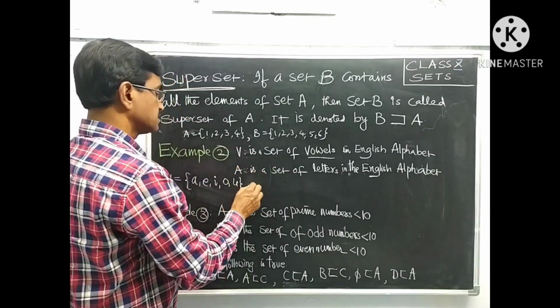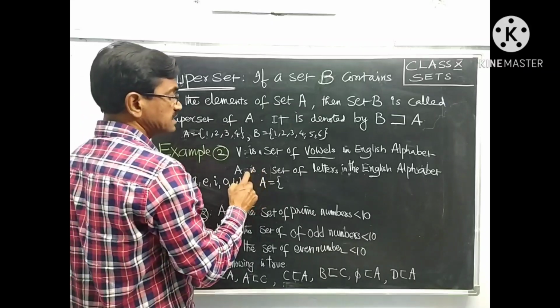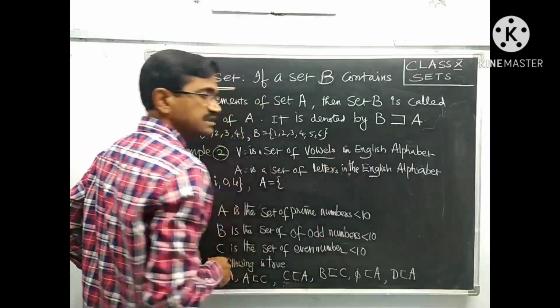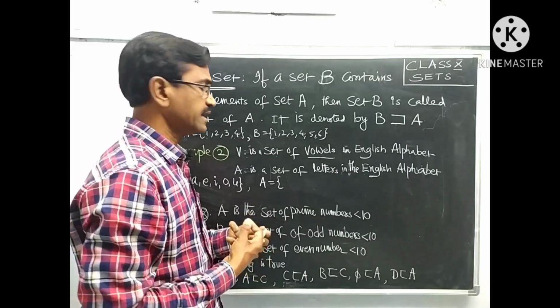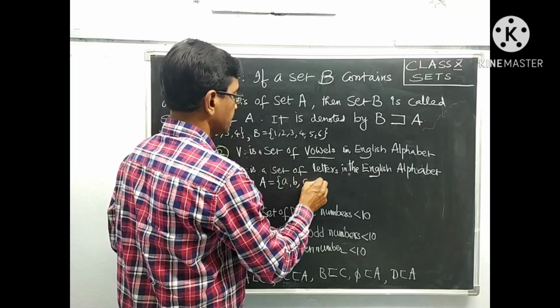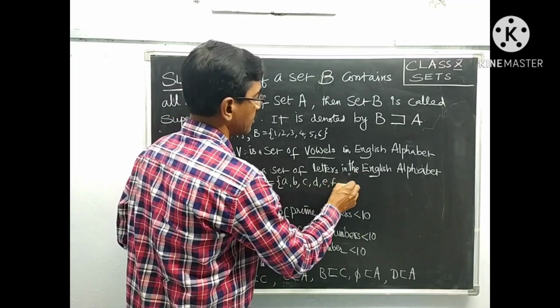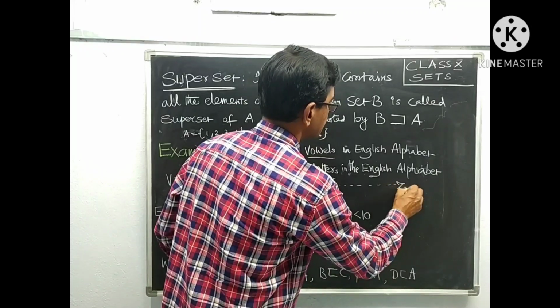Next, let us take set A. This is the set of letters in the English alphabet. So, how many letters are there in the English alphabet? Yes, 26. Those are A, B, C, D, E, F and so on. The last letter is Z.